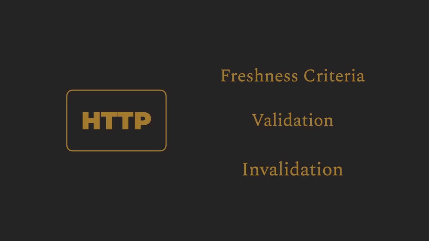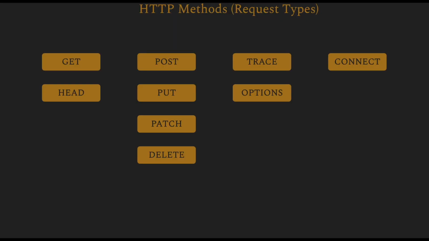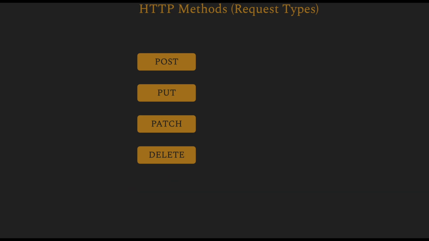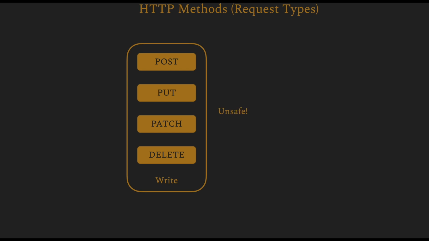The final method of managing data freshness is via invalidations. Invalidation is a quite straightforward concept. Back to our HTTP request types, we know that you have read-only, write, diagnostic, and special types. Now, these write types are intended to modify or remove data from the origin servers, which means that these are automatically unsafe for caching since they modify the original data.